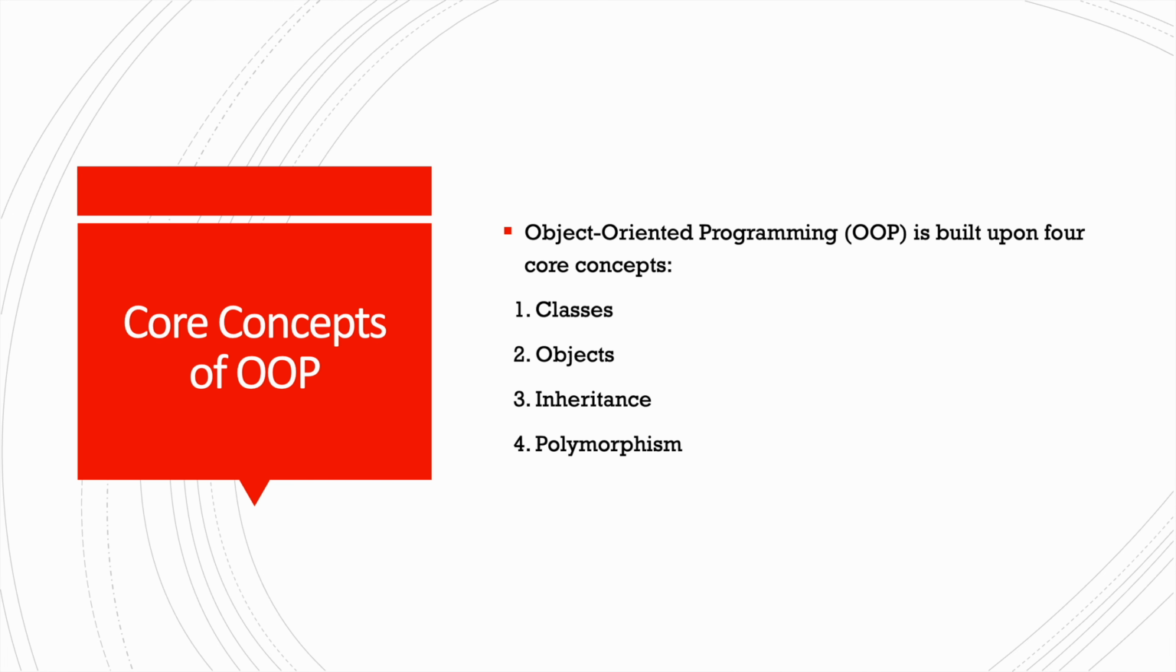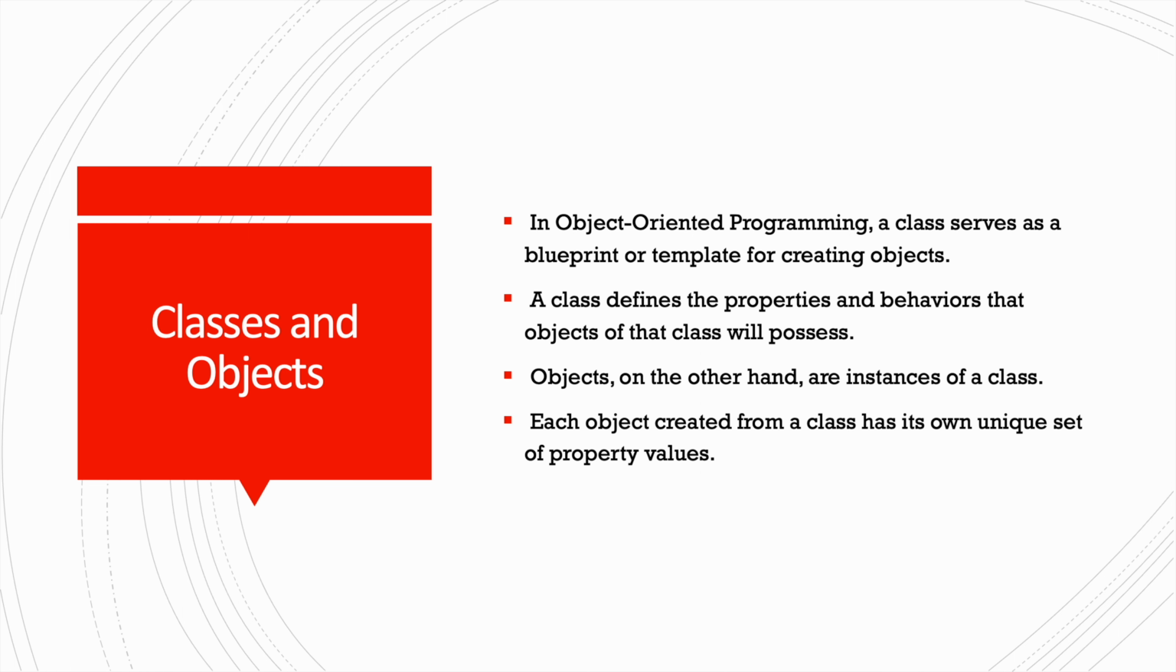Core concepts of OOP. There are four core concepts in OOP. Those are classes, objects, inheritance, and polymorphism. Classes and objects. A class is a blueprint or a template for creating objects. It defines the properties and behaviors that objects of that class will have. Objects, on the other hand, are instances of a class. They are created based on the class definition and can have their own unique values for the class properties.